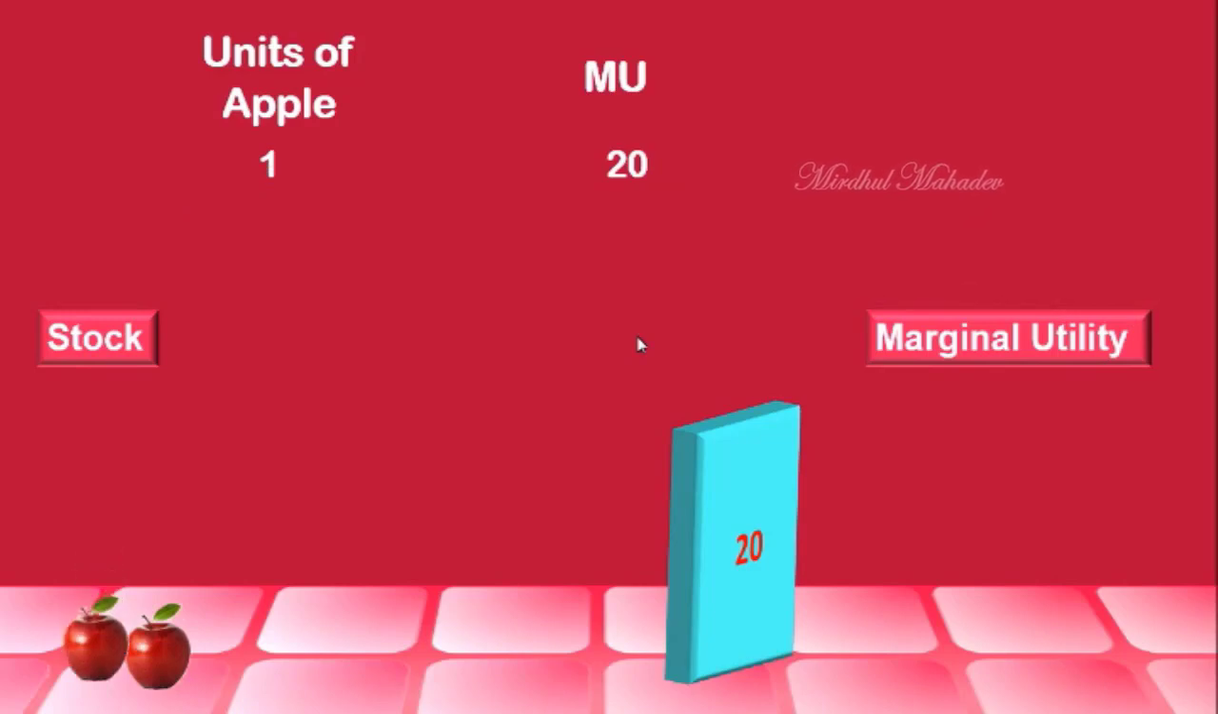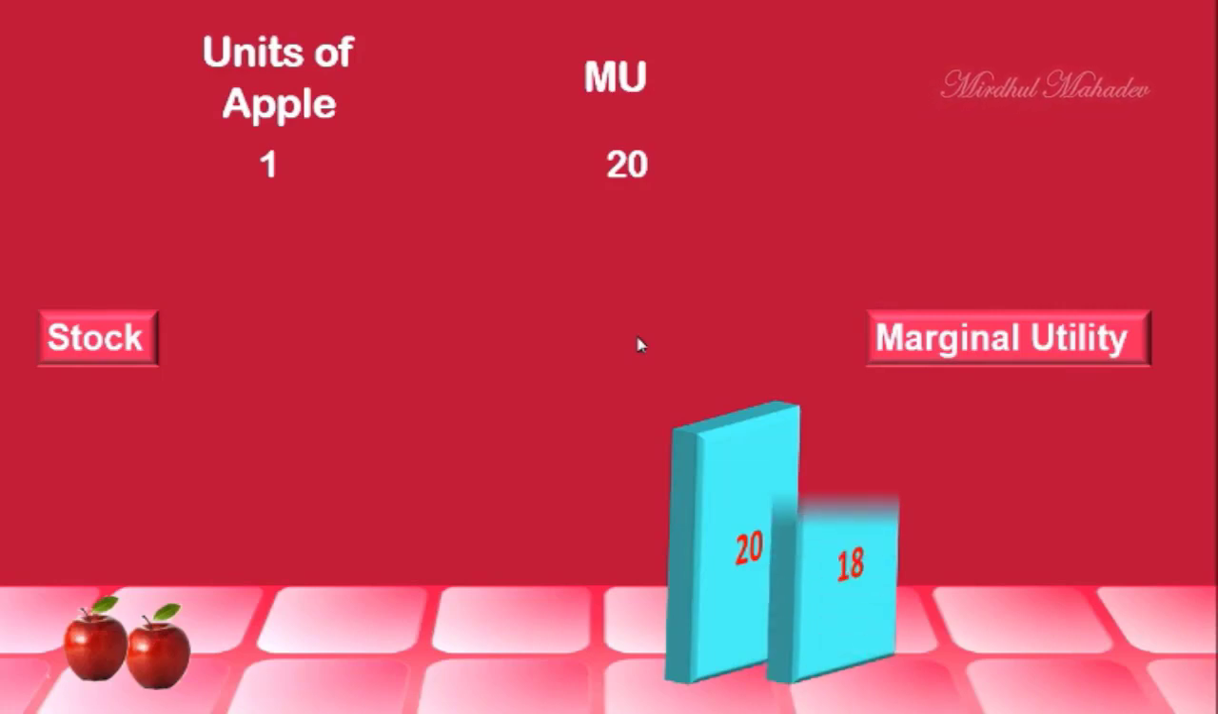The consumer consumes the second apple. It is an addition to the existing stock. Its power to satisfy the consumer's want is not as strong as the first one. Hence, the consumer is willing to pay only 18 rupees. Its utility is 18 units. With the consumption of the second apple, it becomes the marginal unit. Marginal utility of the marginal unit is 18 units.